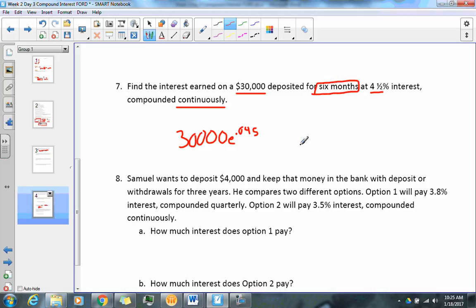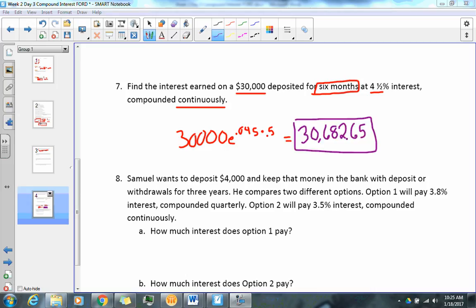6 months is not a full year. In fact, 6 months is half of a year. So we would multiply that by 0.5. That's what's going to trick a lot of students, because they're going to want to put in 6 for that, but it's not 6. If you put in 6, you're saying 6 years at 6 months. So that would have to be 0.5. So when I type all this into my calculator, my answer ends up being $30,682.65. Not bad after just 6 months.